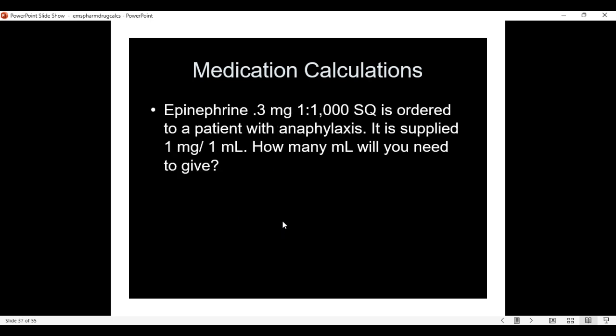Epinephrine is ordered 0.3 milligrams, 1 to 1,000 sub Q, to a patient with anaphylaxis. If it's supplied 1 milligram per 1 milliliter, how many mLs, right? So this one's pretty easy because we have the 1-to-1 conversion. So we're going to go ahead and give 0.3 milliliters. We don't have to convert anything. It's already at that 1 milligram per milliliter. And I know I need 0.3 milligrams. And if I have 1 milligram in 1 milliliter, I'm going to need 0.3 milliliters.